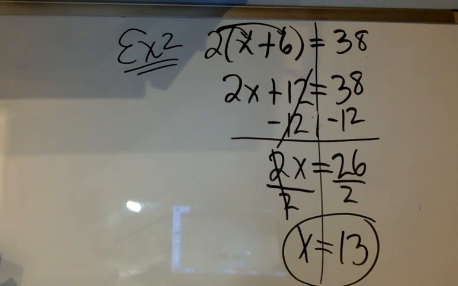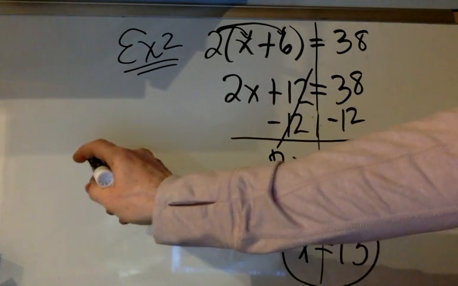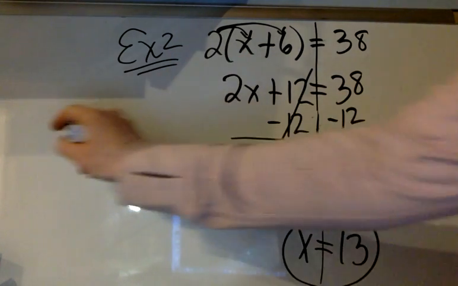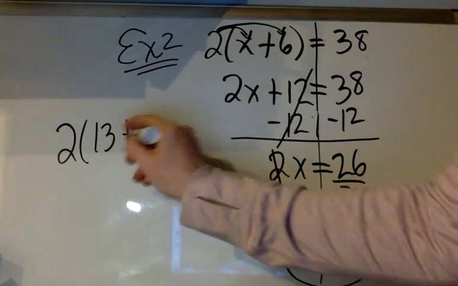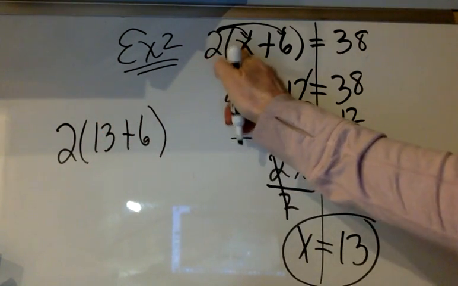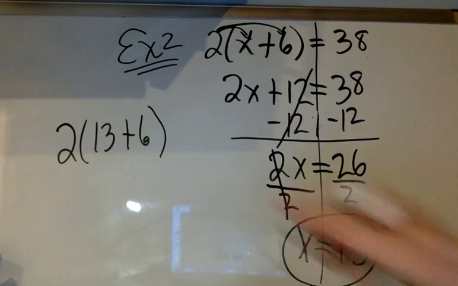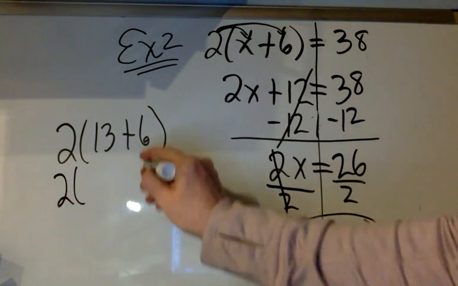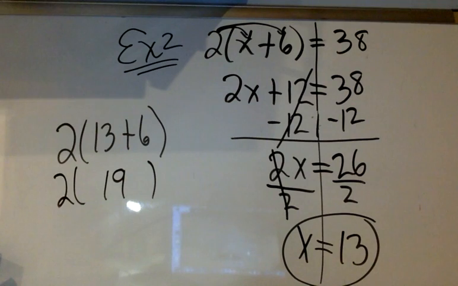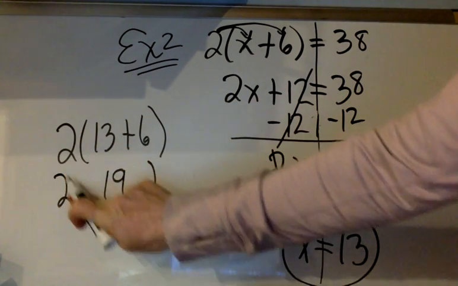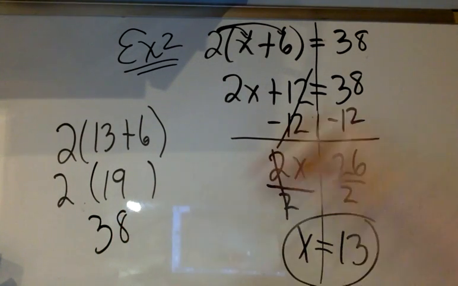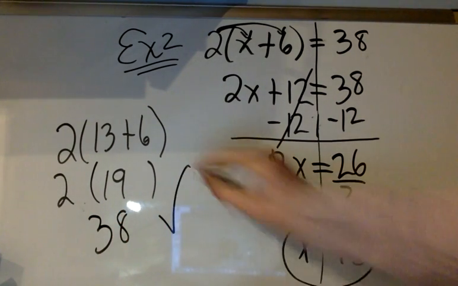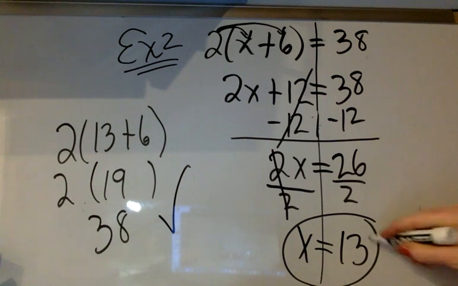It's always a good idea to check your work when you're done. So I am going to check my work over here. 2 times 13 plus 6, because I replaced the x with 13. Do what's in the parentheses first. 13 plus 6 is 19. And next I do 2 times 19, and that does give me 38, like it's supposed to. So this solution checks.